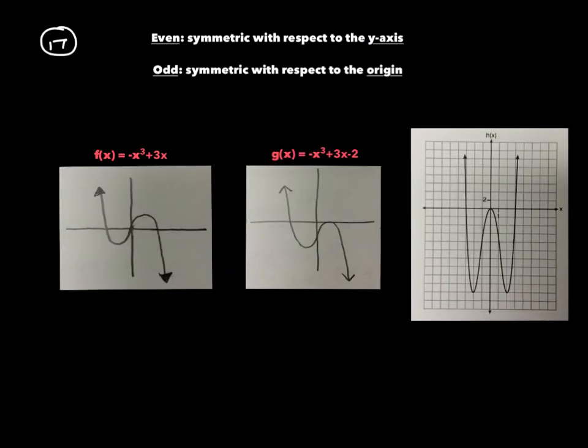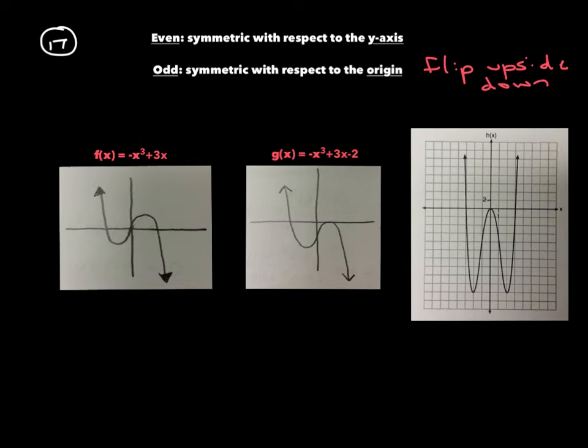Number 17 just wants to know what's true about the following three functions. We're talking about odd and even here. Just to remind you, an even function is a function that's symmetric with respect to the y-axis. So for example, if you were to fold along the y-axis, one half of the graph would fold directly on top of the other half of the graph. Odd just means it's symmetric with respect to the origin. So if something's symmetric with respect to the origin, it just means if you flip it upside down, it will look exactly the same.